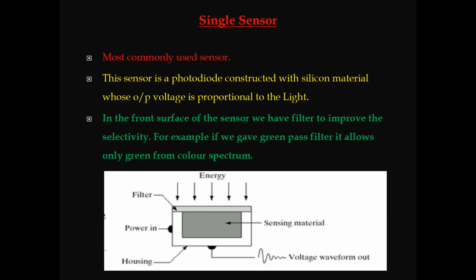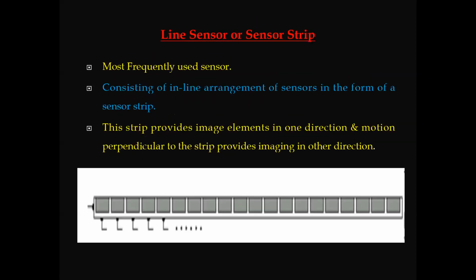For example, if we give a green pass filter, it allows only the green component of the color spectrum. And here we have a sensing material, which is a silicon material, and the light falls on the surface of this sensor material. It provides a corresponding proportional voltage waveform as an output.